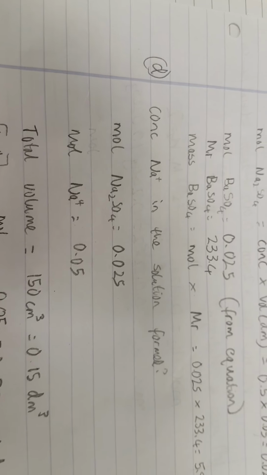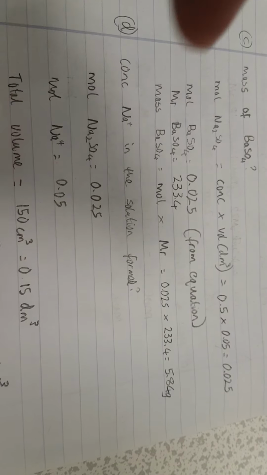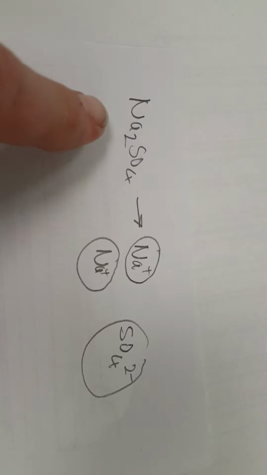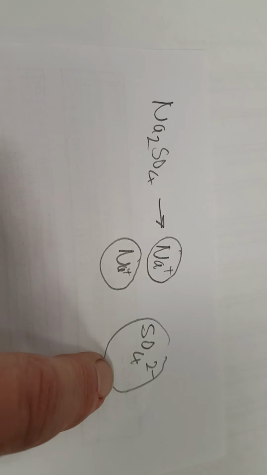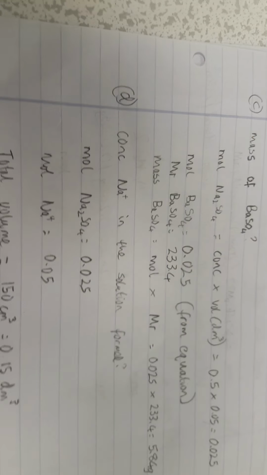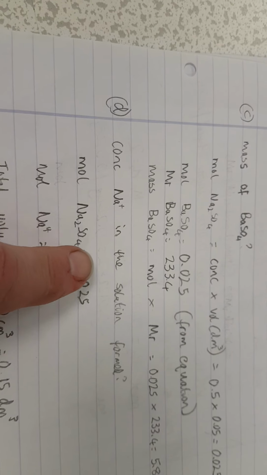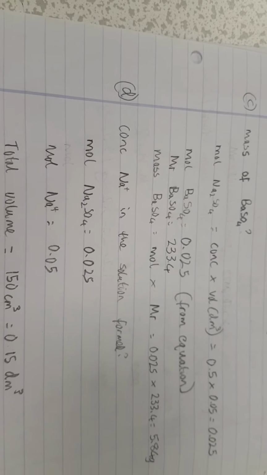Right, there we are. We'd already established the moles of sodium sulfate with 0.025. As a quick aside, just a reminder that when sodium sulfate is present in solution, it will split into its ions, 2 sodium ions and 1 sulfate ion. So for every 1 mole of sodium sulfate, you have 2 moles of sodium ion. Therefore, going back to this, moles of sodium will be double the moles of sodium sulfate, and is that.